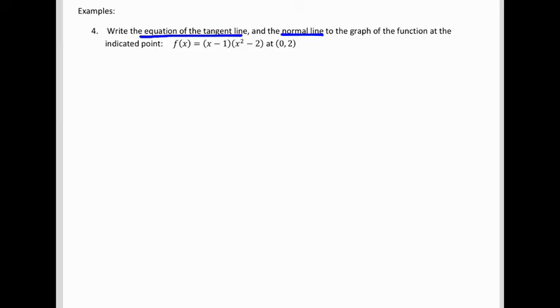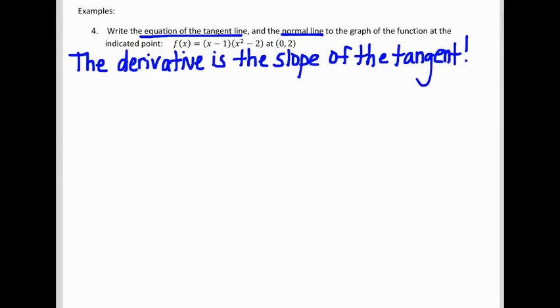Now, to write the equation of a line, you need two things. You need a point, got that, and you need the slope. So I need the slope of the tangent line. Well, that's the derivative. The derivative is the slope of the tangent line.